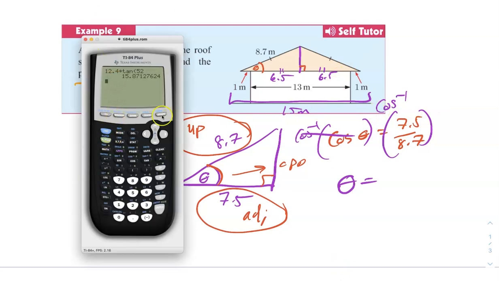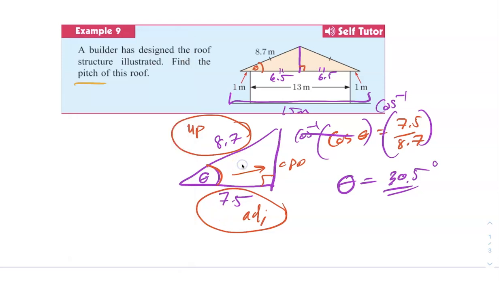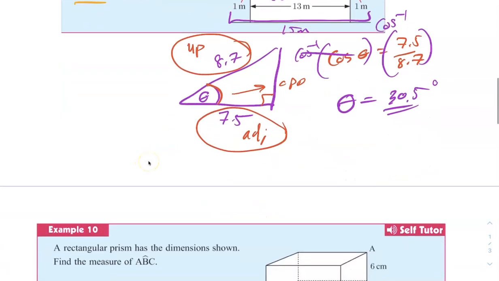I need a calculator again. Remember, the way we do this is inverse cosine, so second cosine, 7.5 divided by 8.7, which is 30.5-ish. So there's the angle of the pitch.